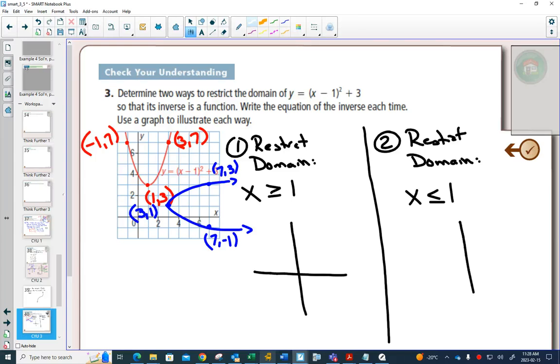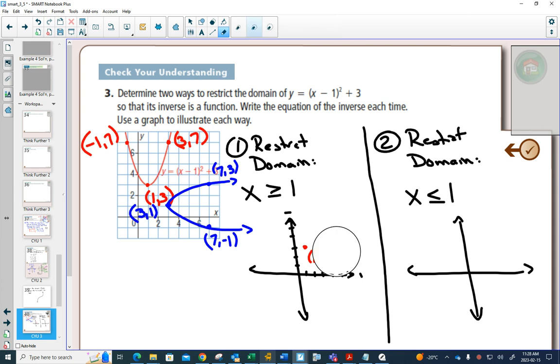If I wanted to graphically show the restricted domain part, on your quizzes and tests, I will give you 2 separate graphs for these so that you can easily split it up. When x is bigger than 1, as far as my red graph goes, my red graph on the original, I have the point 1, 3, and 3, 7. And I would just have this half of the parabola.